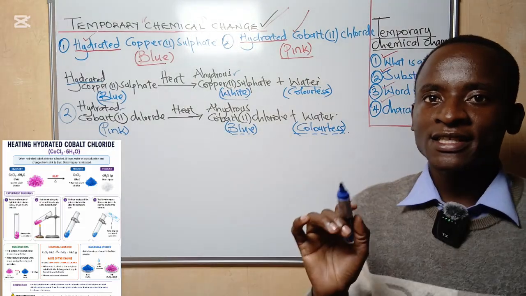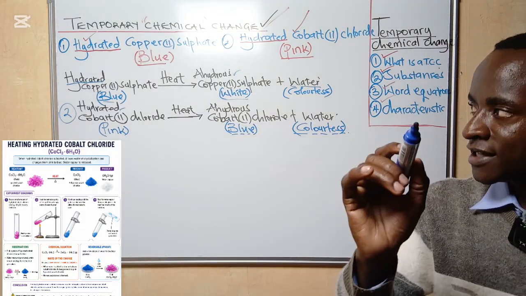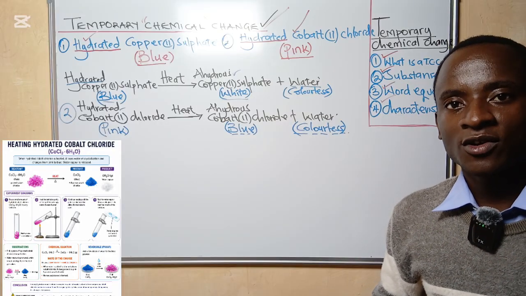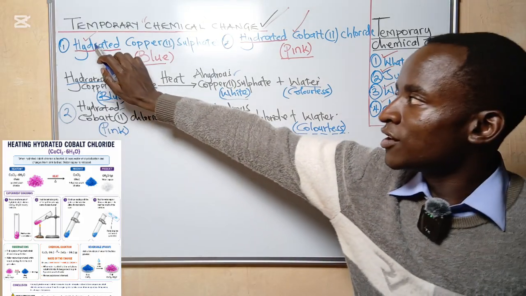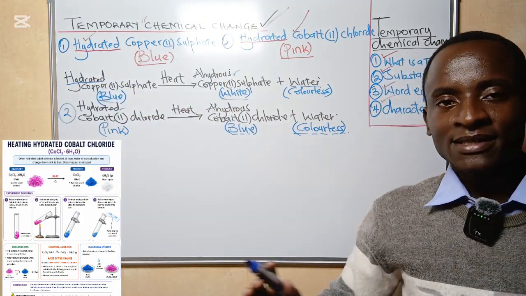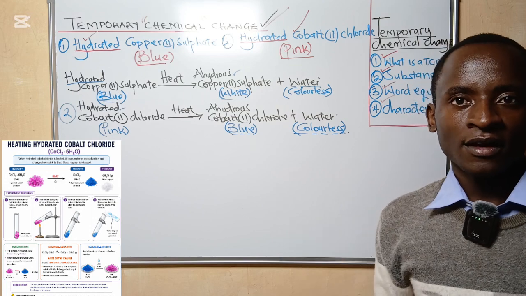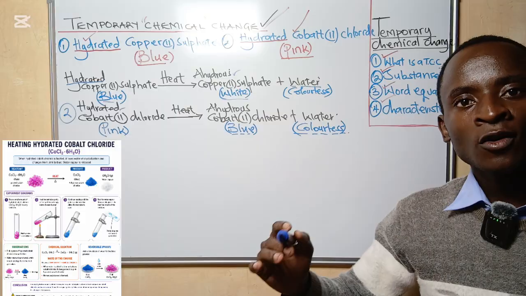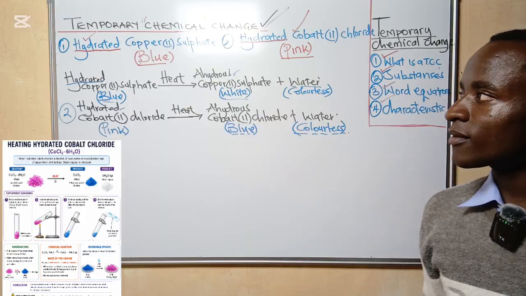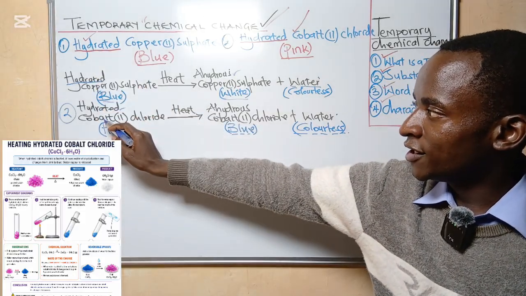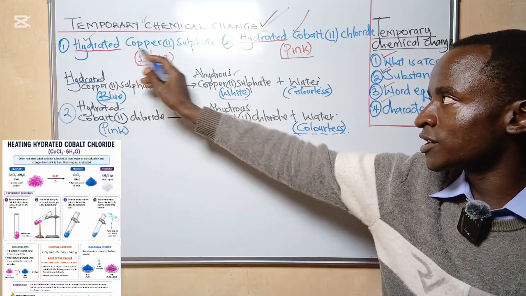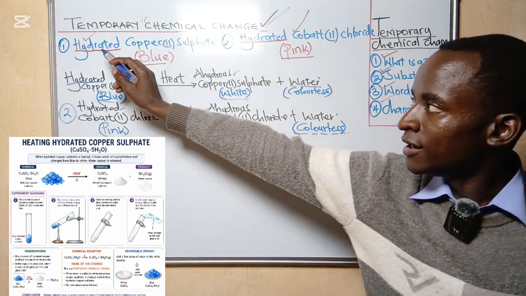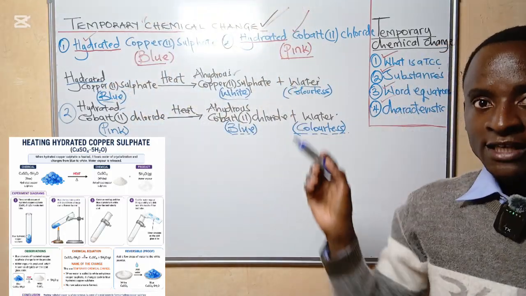We are using hydrated copper 2 sulfate and hydrated cobalt 2 chloride to demonstrate a temporary chemical change. The word hydrated here means these substances have water in their particles. And this type of water, we call it water of crystallization. Now, what happens when you heat these two salts? In fact, we call them salts, hydrated copper 2 sulfate salt and hydrated cobalt 2 chloride. When you heat these salts, they lose water of crystallization.